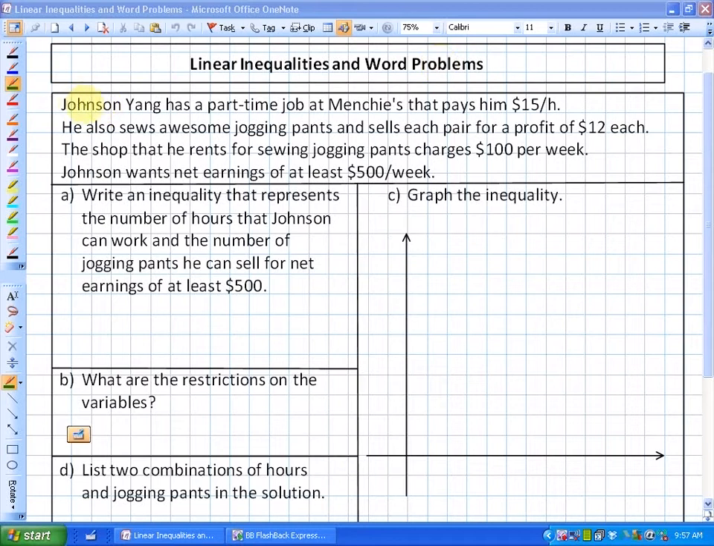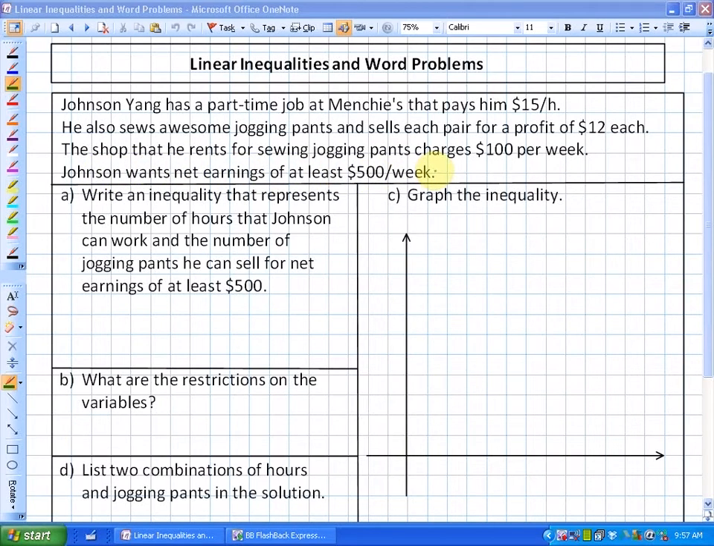This question says, Johnson Yang has a part-time job at Menchie's that pays him $15 an hour. He also sews awesome jogging pants and sells each pair for a profit of $12 each. The shop that he rents for sewing jogging pants charges $100 per week. Johnson wants net earnings of at least $500 per week.